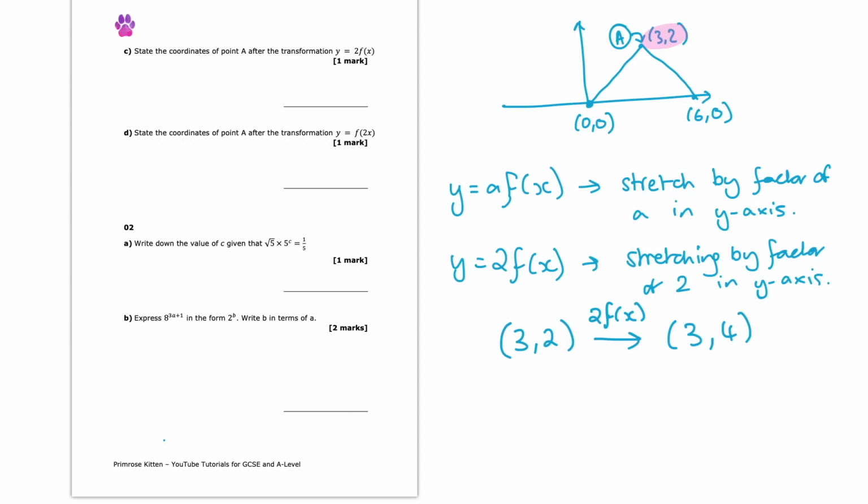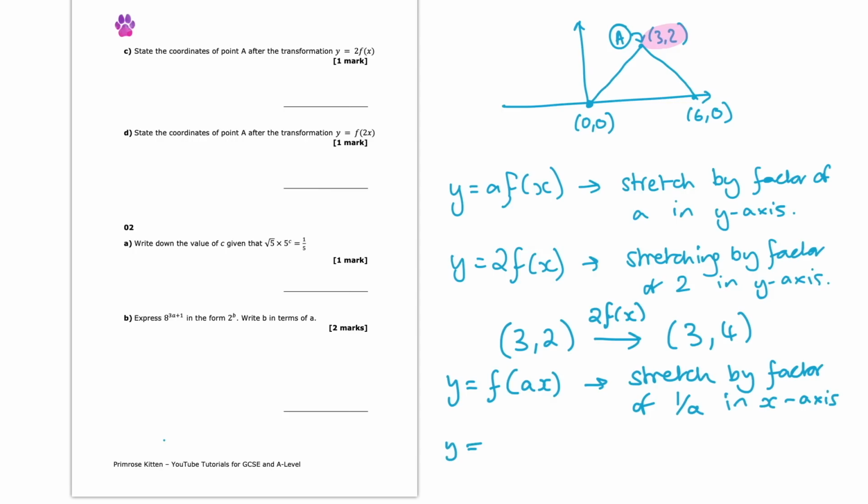So then for D, we want to state the coordinates of point A after the transformation y equals f of 2x. So this is just a follow-up really. If we had f of ax, again it's a multiplied factor, so we're going to stretch by a factor, but this time because it's inside the brackets, we're going to stretch it by a factor of 1 over a, and this time it's going to be in the x-axis. So when we have y equals f of 2x, that means it is a stretch of a half in the x-axis. So we're only going to affect there the x coordinates.